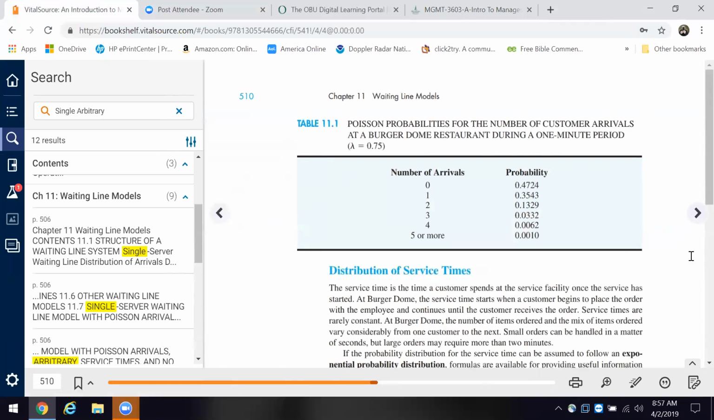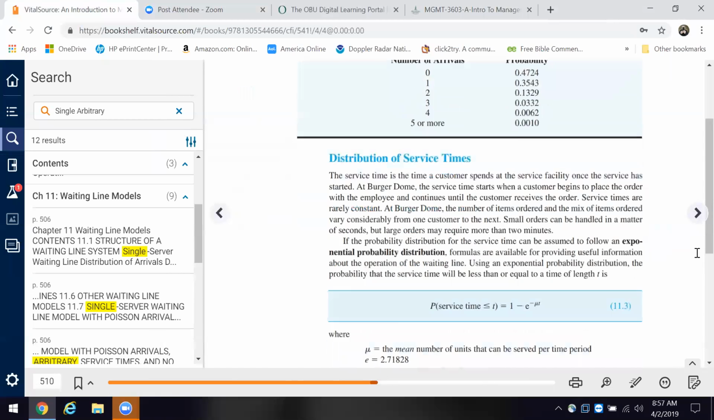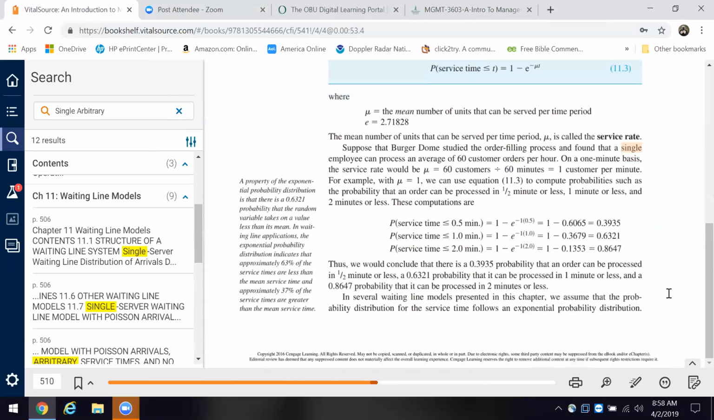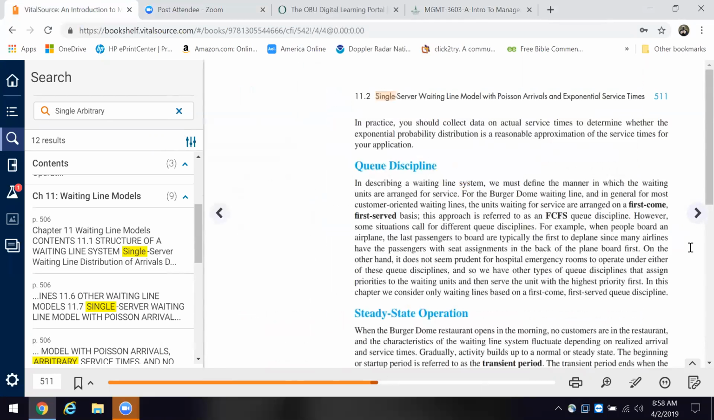They show us here, and this will be applicable to that Burger Dome case, where they talk about the probability of the number of people who arrive during a 1 minute period, and then the distribution of service times. And notice here we're using exponential values. And the authors give us some good side notes in understanding it. The math here is not as important as you grasping those issues.